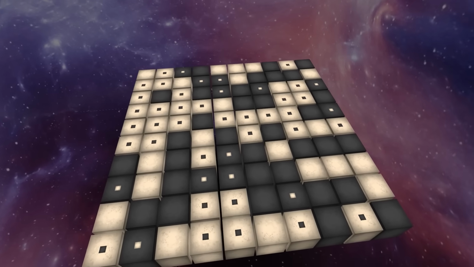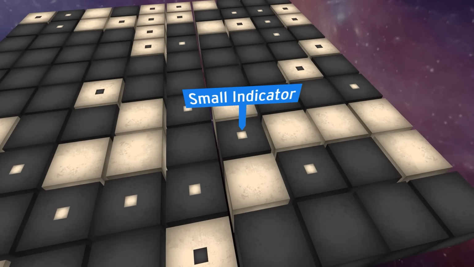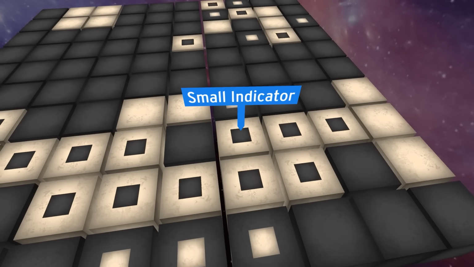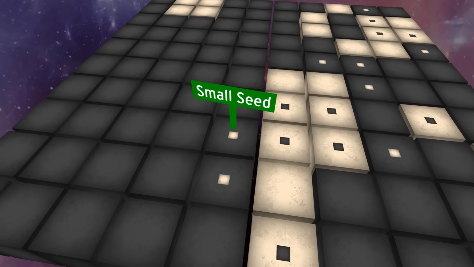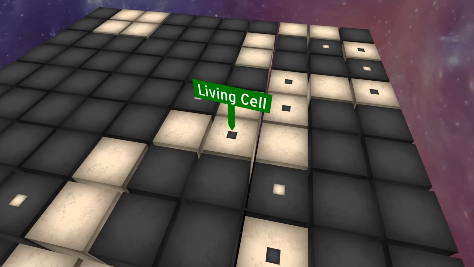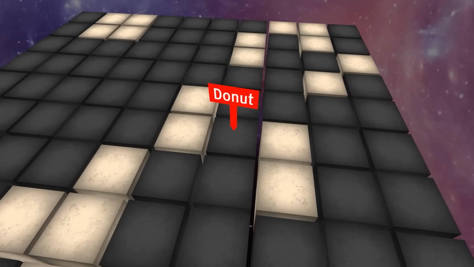One cosmetic variation I like to add is a small indicator in the center of each cell that shows what will happen to it next generation. So a dead cell that's about to be born looks like a small seed, and a living cell that's about to die looks like a donut.